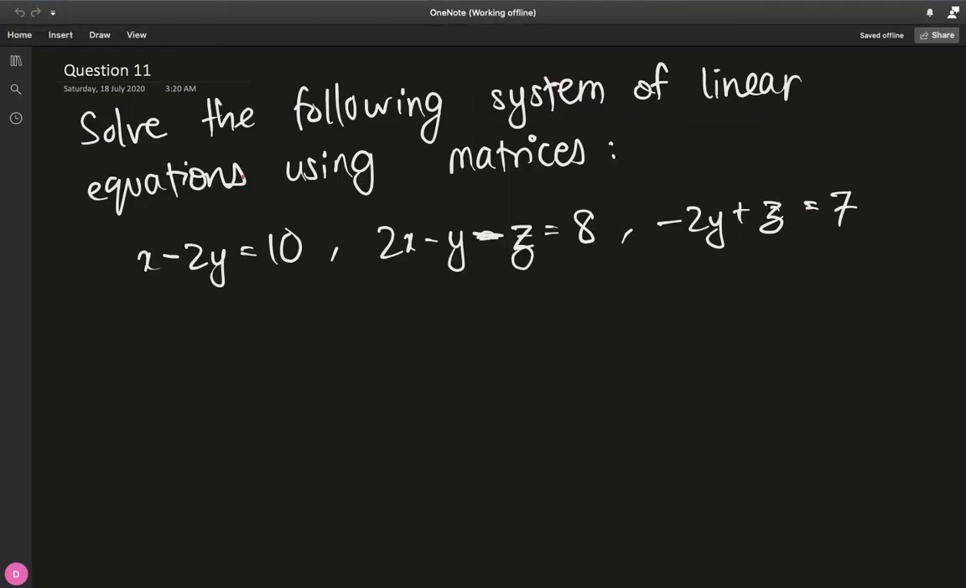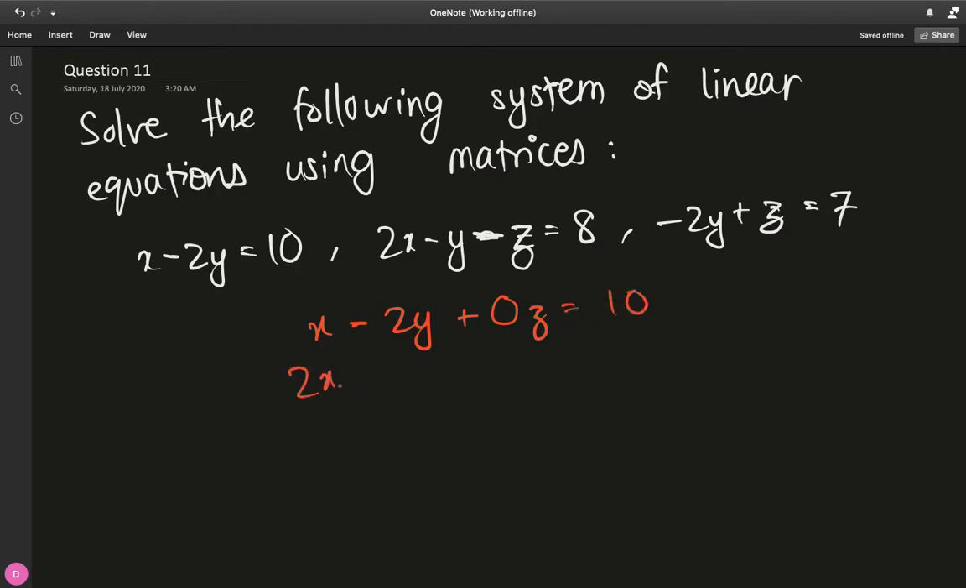Okay, so they're saying solve the following system of linear equations using matrices. So they've given us a system of three equations. So x minus 2y is equal to 10, 2x minus y minus z is equal to 8, minus 2y plus z is equal to 7. So now let's just write them one below the other. So we have x minus 2y, there's no z, so 0z is equal to 10.